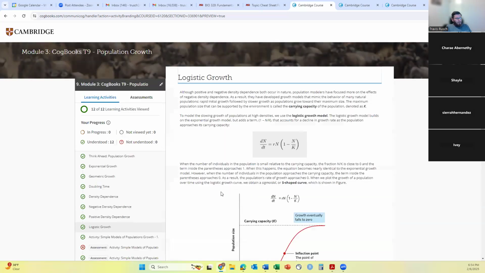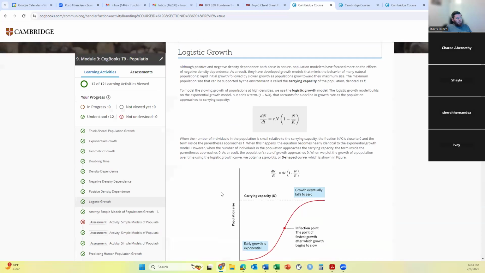Okay, and as we've alluded to, with lack of resources or limited resources, there's increased competition. This is a logistic growth curve. It includes another factor in the equation that we haven't seen yet, and that's K, right? And what is K? The carrying capacity. Yeah, it's the carrying capacity for a given population.